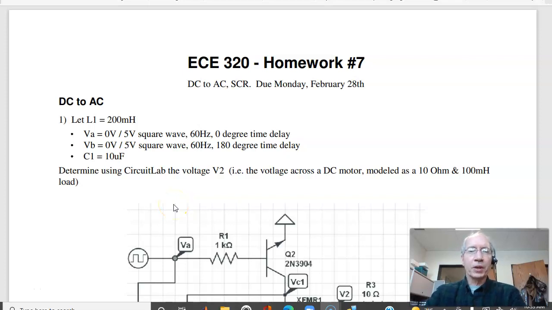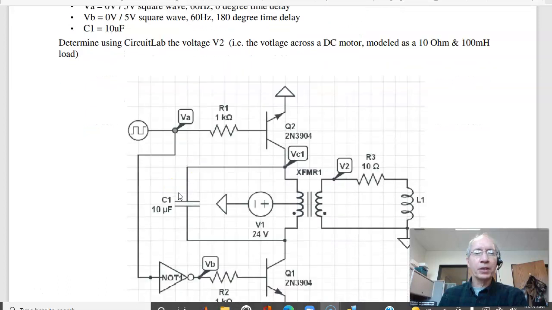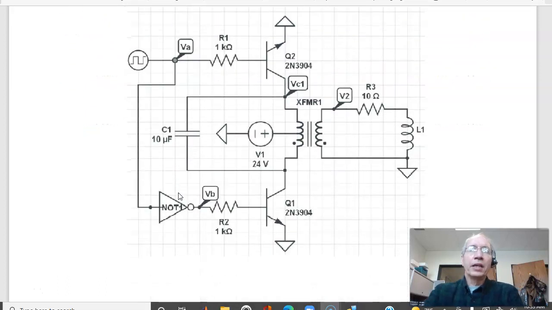Here's the solution to homework set number 7 for ECE 320. The first problem looks at a DC to AC converter. Given the circuit, find the voltage at V2.